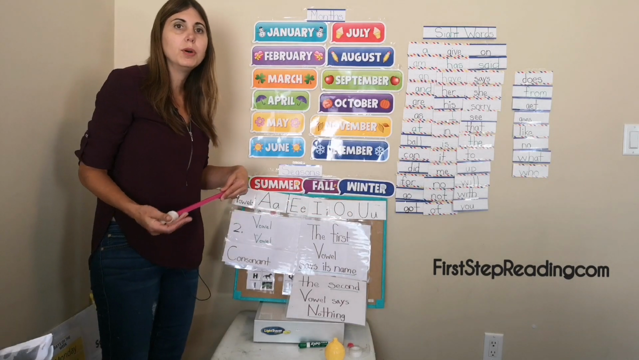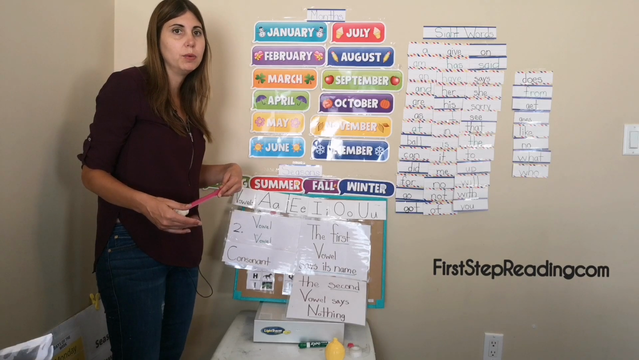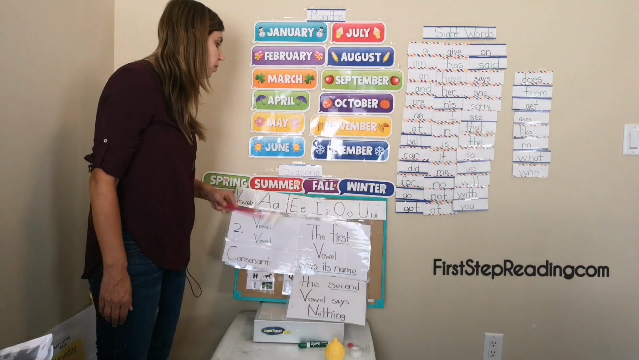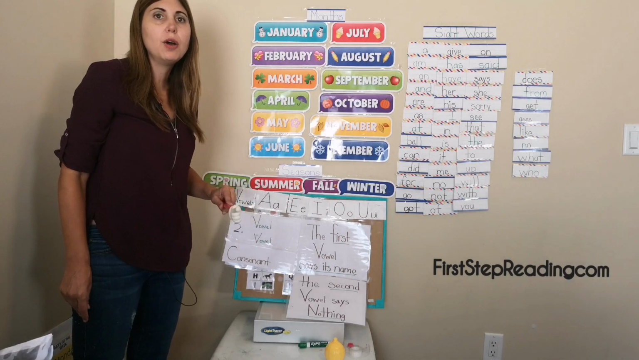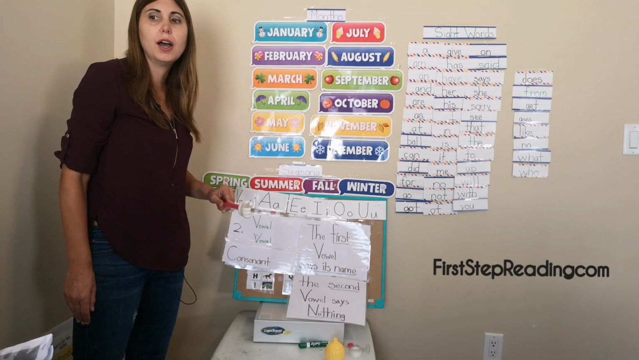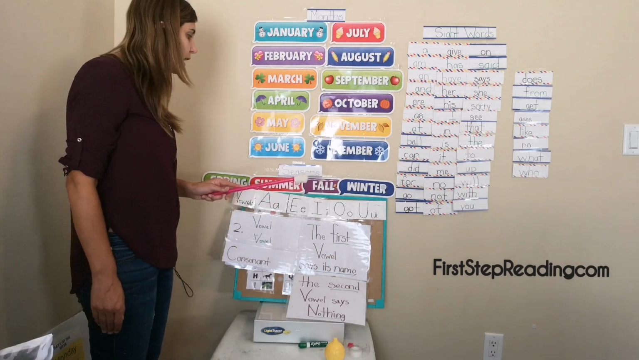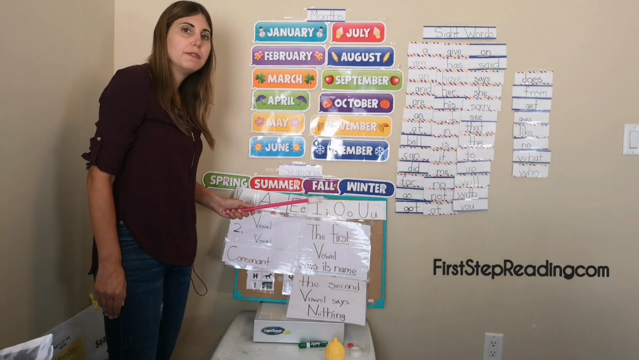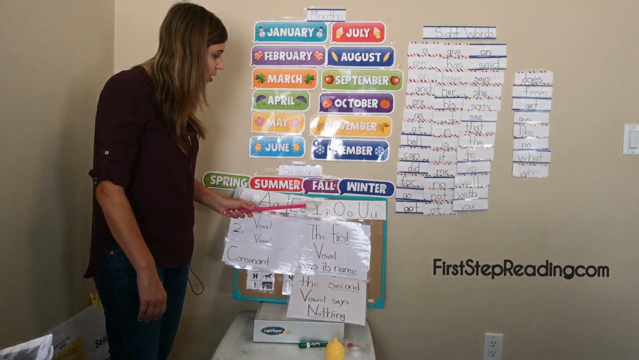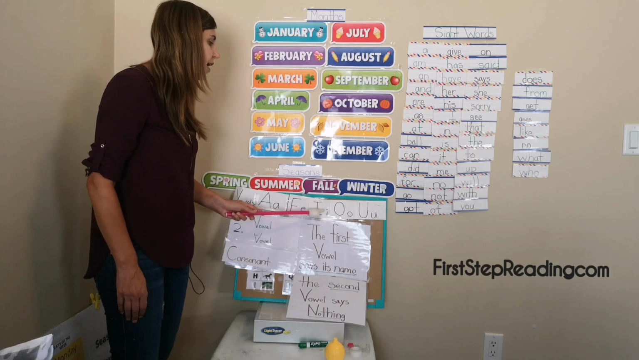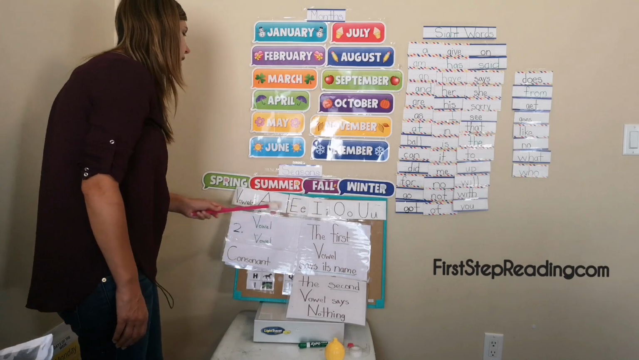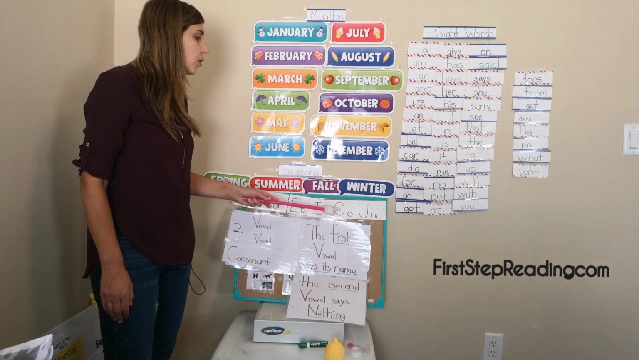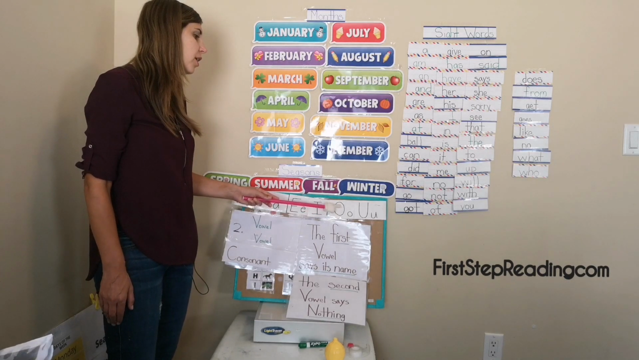A is a vowel, a vowel, a vowel. A is a vowel, A-E-I-O-U. E is a vowel, a vowel, a vowel. E is a vowel, A-E-I-O-U. I is a vowel, a vowel, a vowel. I is a vowel, A-E-I-O-U. O is a vowel, a vowel, a vowel.